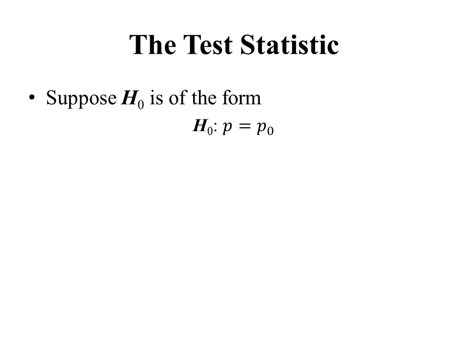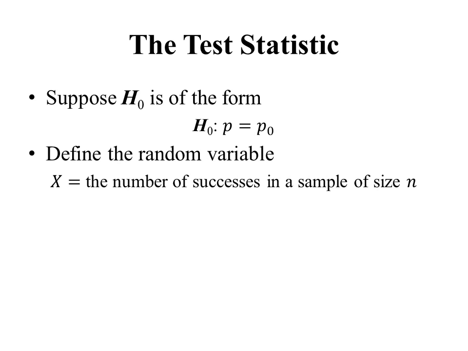Okay. To this end, let's generalize our calculations a little bit, and suppose the null hypothesis is of the form p equals p naught, where p naught is some given number. To collect data, we go out and ask a bunch of people a question, and let's define the random variable x to equal the number of successes in a sample of size n. In this particular example, a success is getting someone who is from out of state.